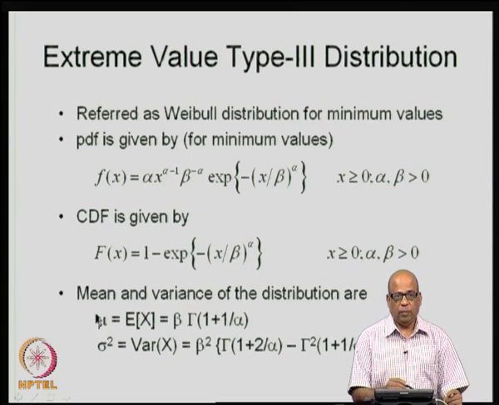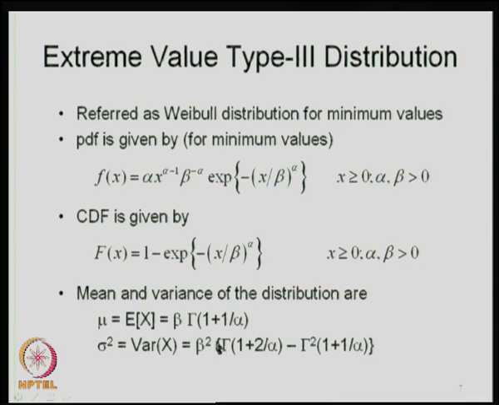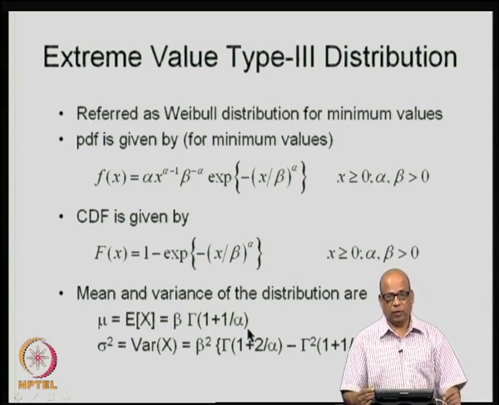Now, it can be shown that the mean and the variance of this distribution will be as follows. The mean, which is the expected value of x, is beta into gamma function of 1 plus 1 over alpha. Similarly, the variance sigma square is given by beta square into brackets the gamma function of 1 plus 2 by alpha minus the square of the gamma function of 1 plus 1 by alpha. So, given the sample values, we should be able to estimate alpha and beta by using these two moments mu and sigma square.